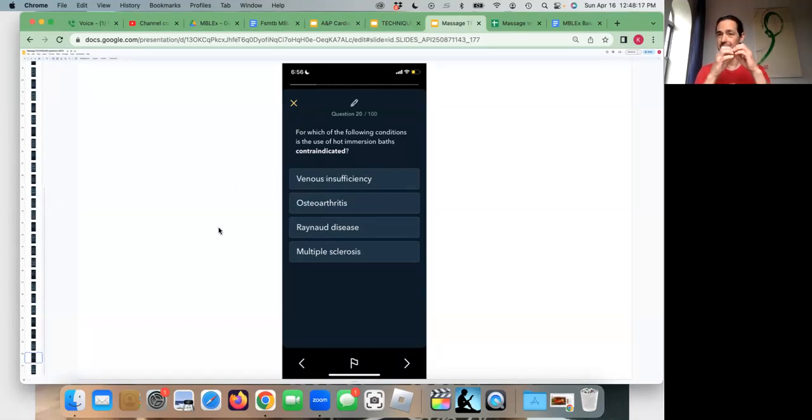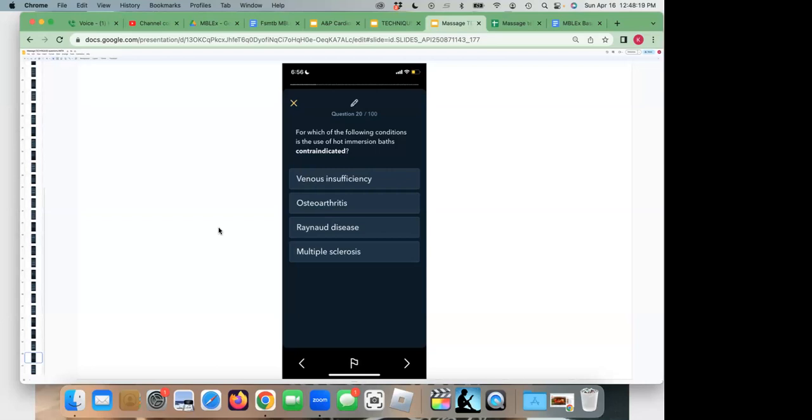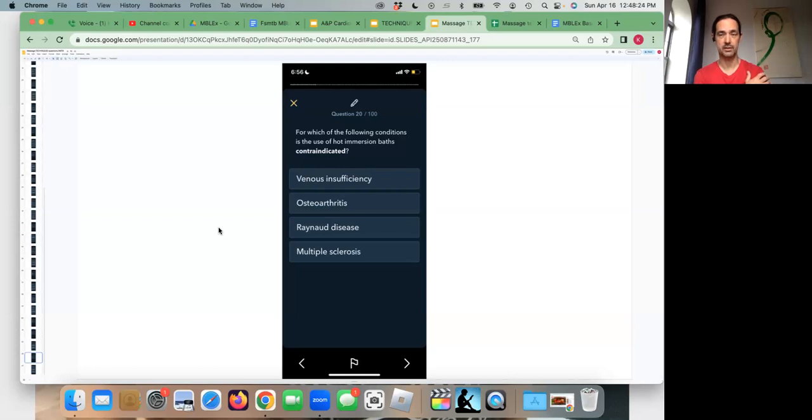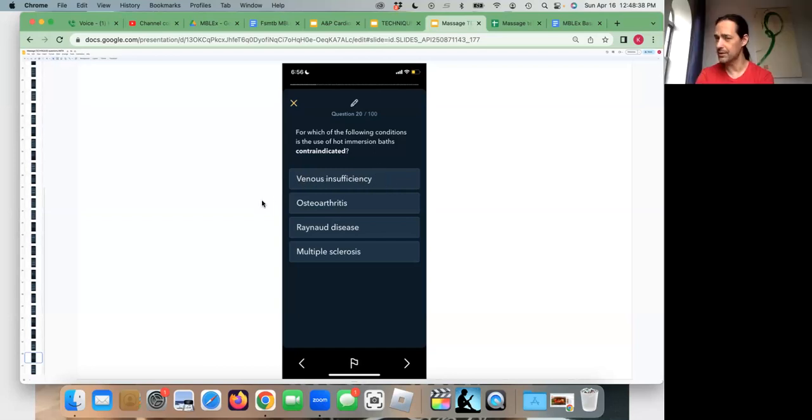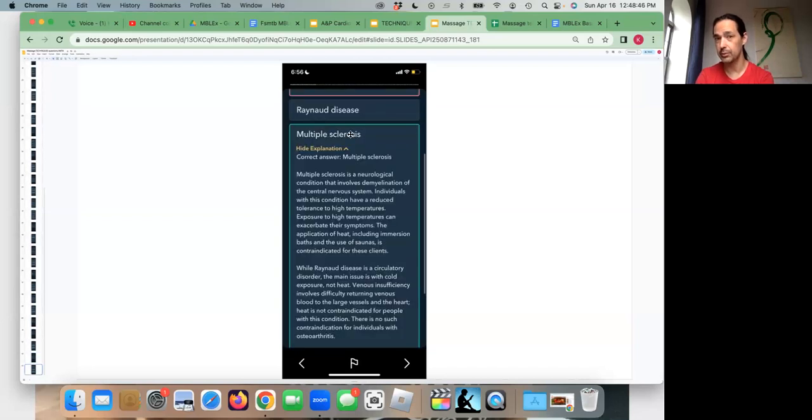Okay, so heat would dilate the blood vessels, vasodilation, and it would relax the muscles or reduce muscle tone. It would also heat up the body. Which one would this be a bad idea for? Venous insufficiency? I don't think so, you'd be helping. Contraindicated means do not use massage. So the answer is multiple sclerosis.